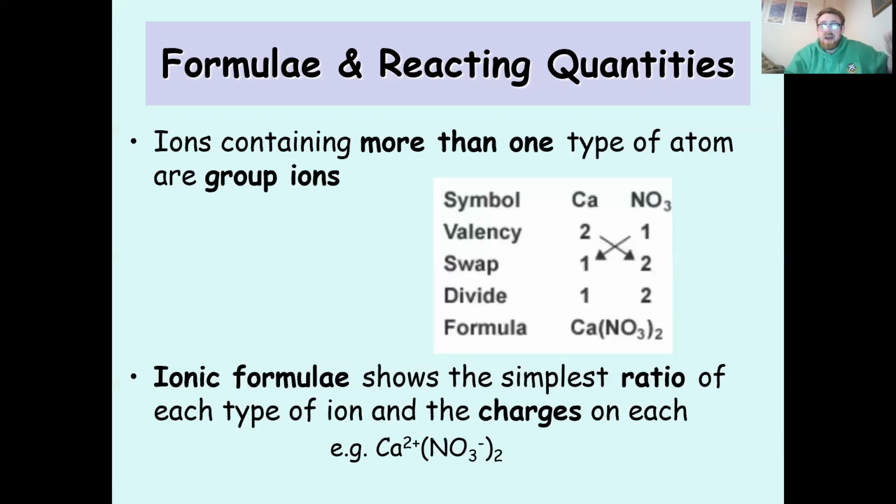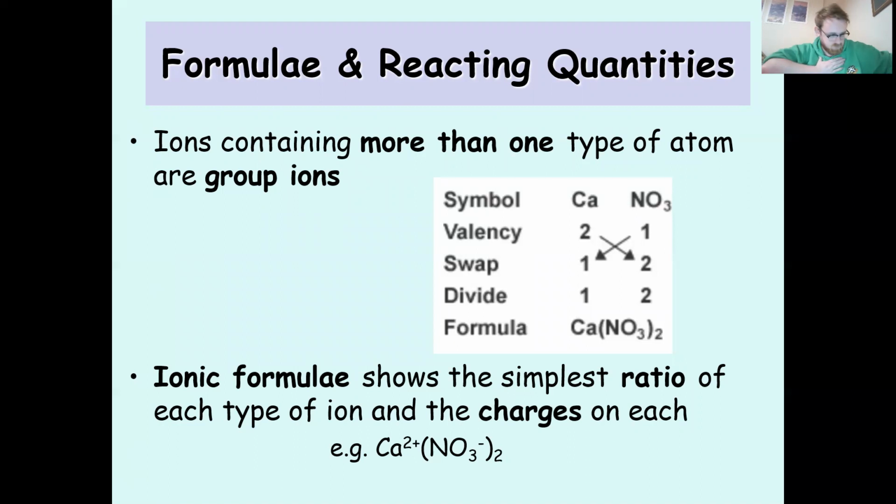Okay? Ions containing more than one type of atom are group ions. So if you're looking at the ites or the ates, remember that that's a group ion. You can find them on page 8 of your data booklet. You do not need to remember the formula of all of those. And remember the valency is the charge at the top of the table. So it gives you a list of all the 1 negative group ions. It gives you a list of all the 2 negative group ions.